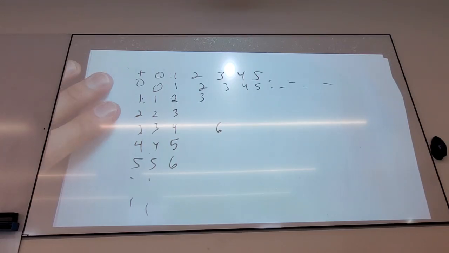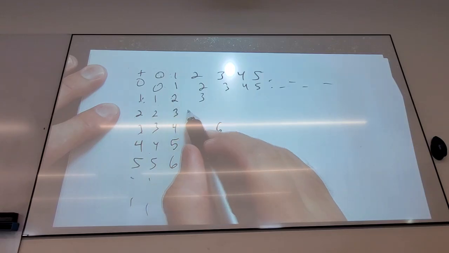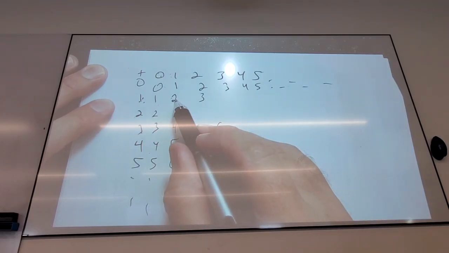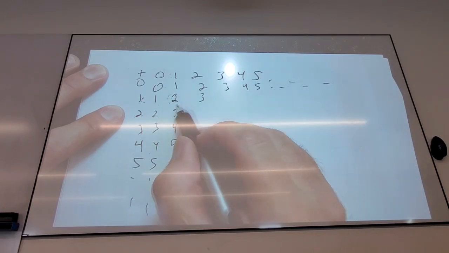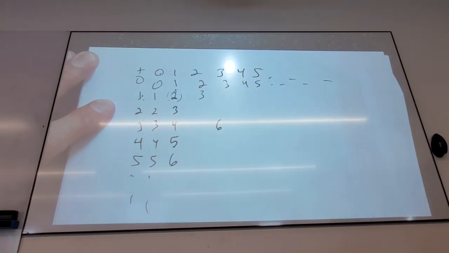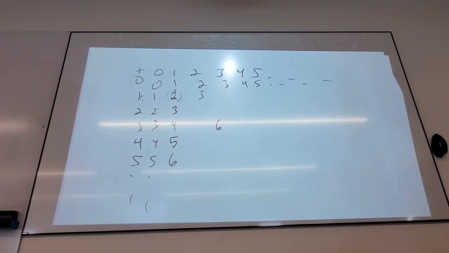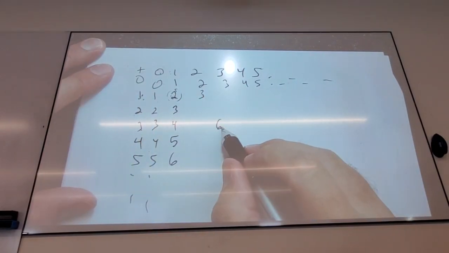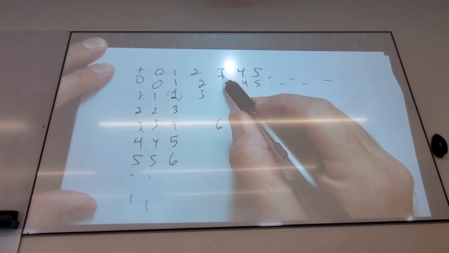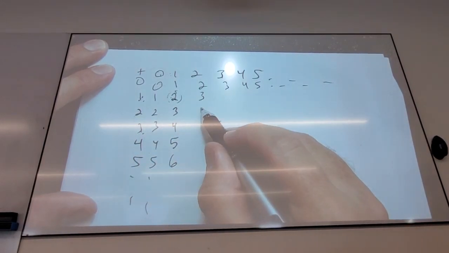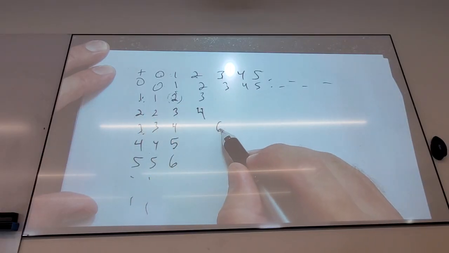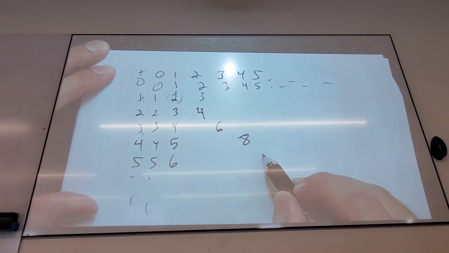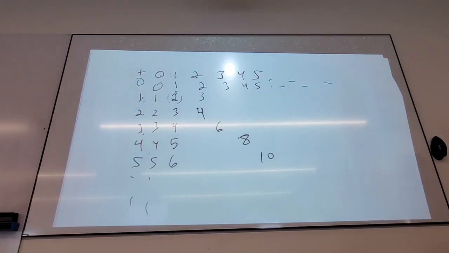Now here is something kind of nifty. This diagonal here, where did 2 come from right here? 1 plus 1. So that's a double, right? That's like double 1. 6 came from double 3, yes? So what goes here? Double 2, double 3, double 4, double 5. Right, you guys? Is that cool? Okay.